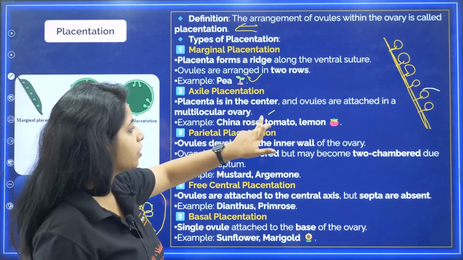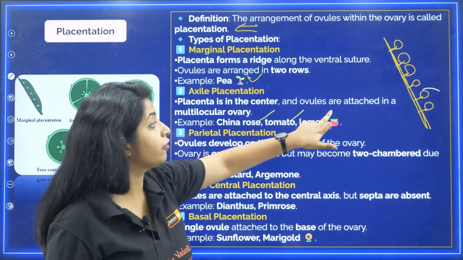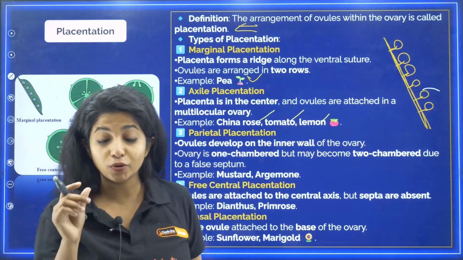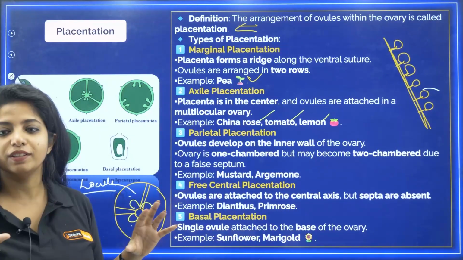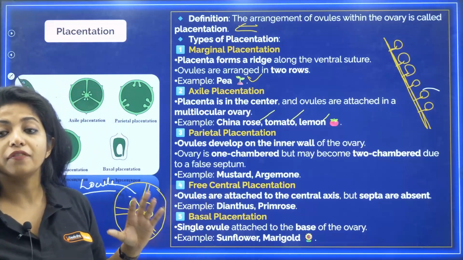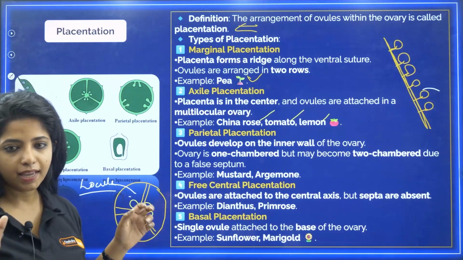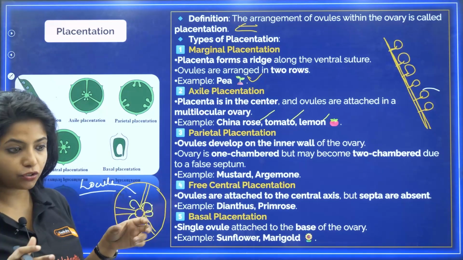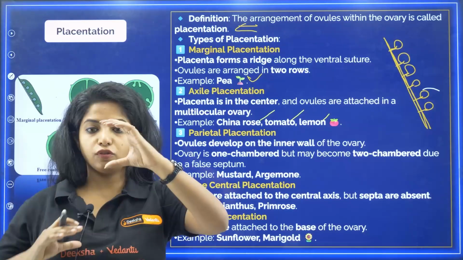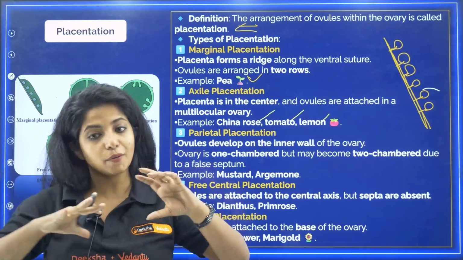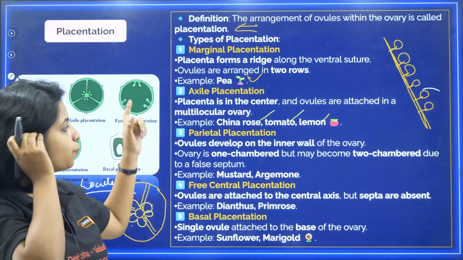Example, you find it in China rose, you find it in tomato, and you find it in lemon. In tomato, it is highly visible. Go check out the tomato. You can clearly see how they are arranged. Okay, so this is an example of axile placentation. If you cut the tomato like this and see from the top, you will be clearly able to see it. Now there is parietal placentation.